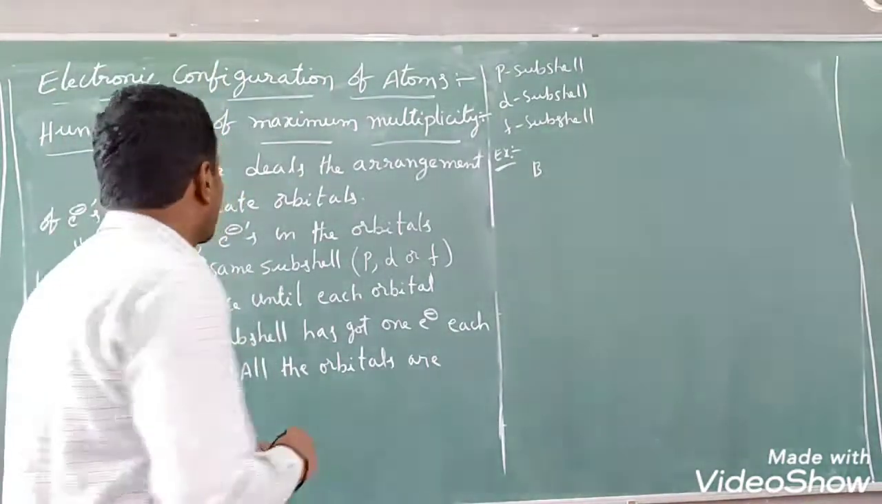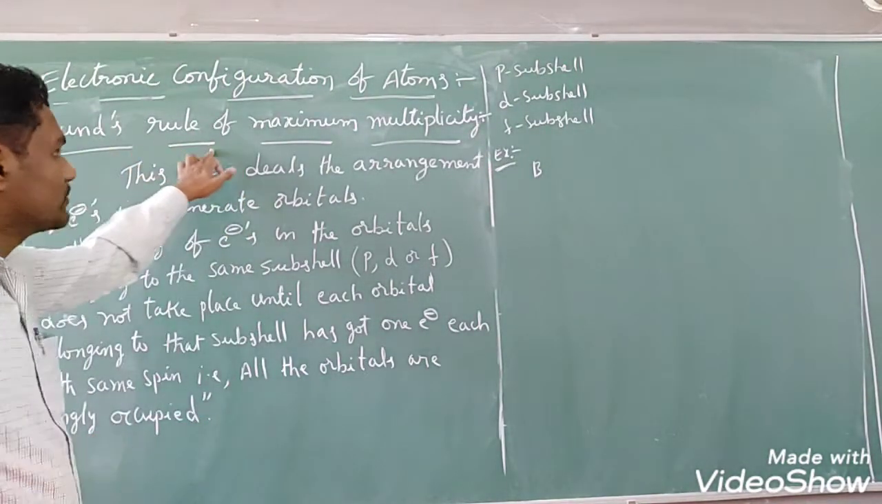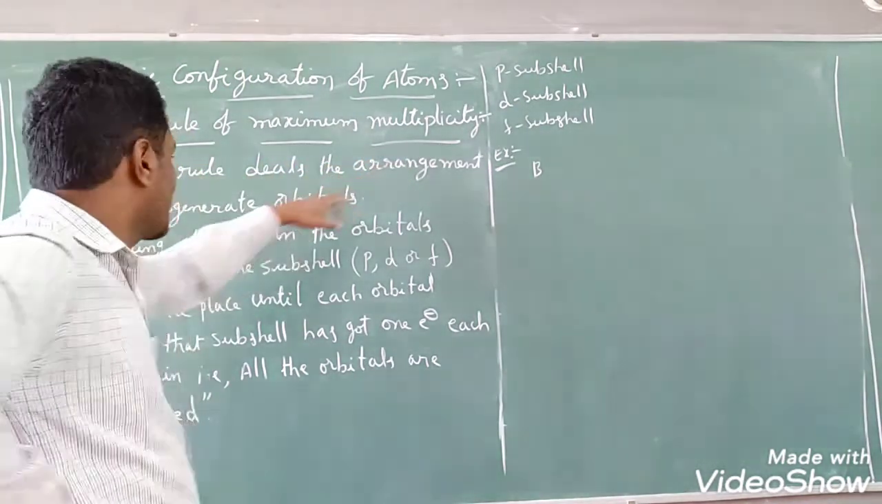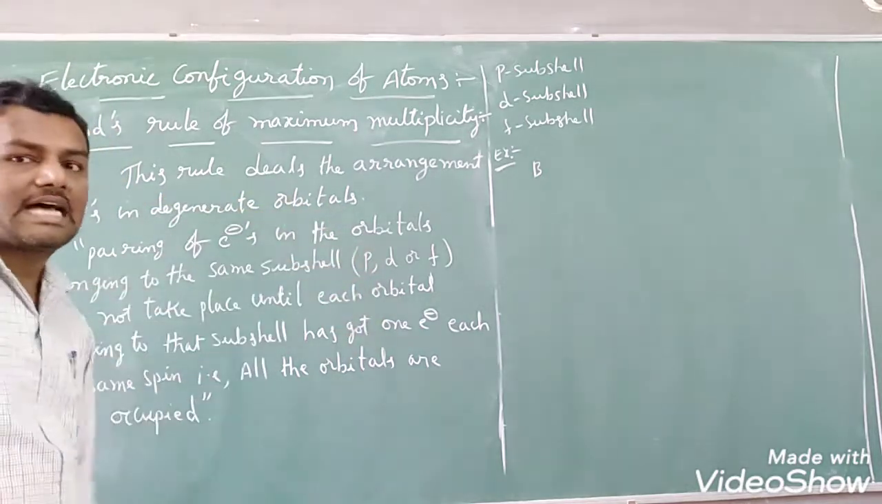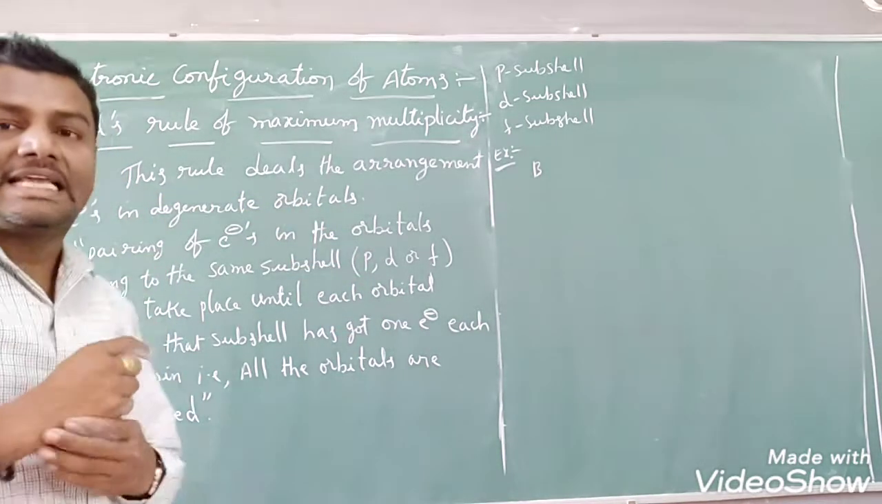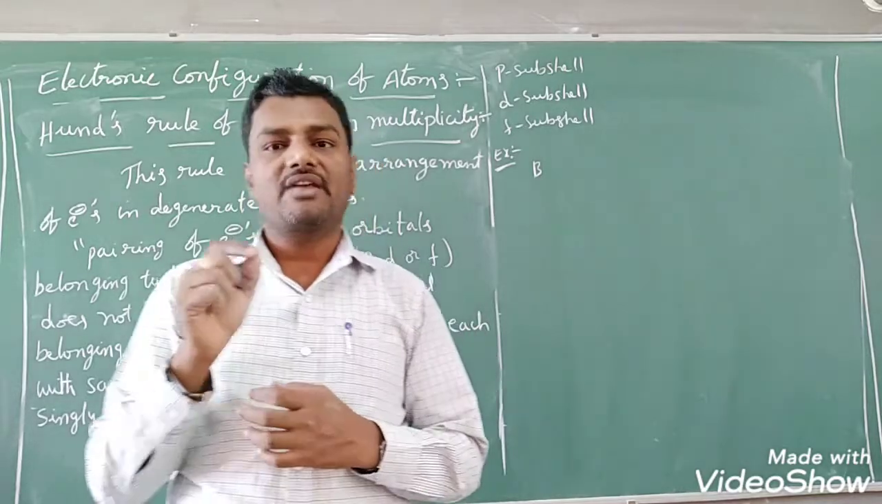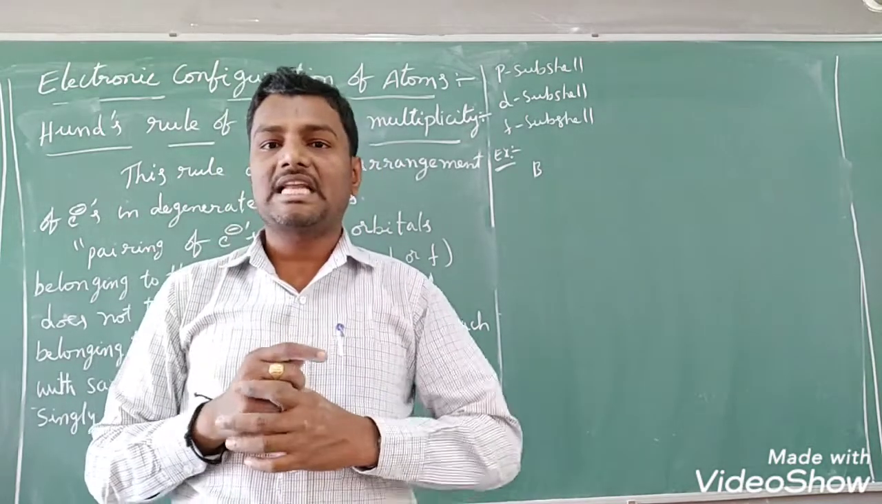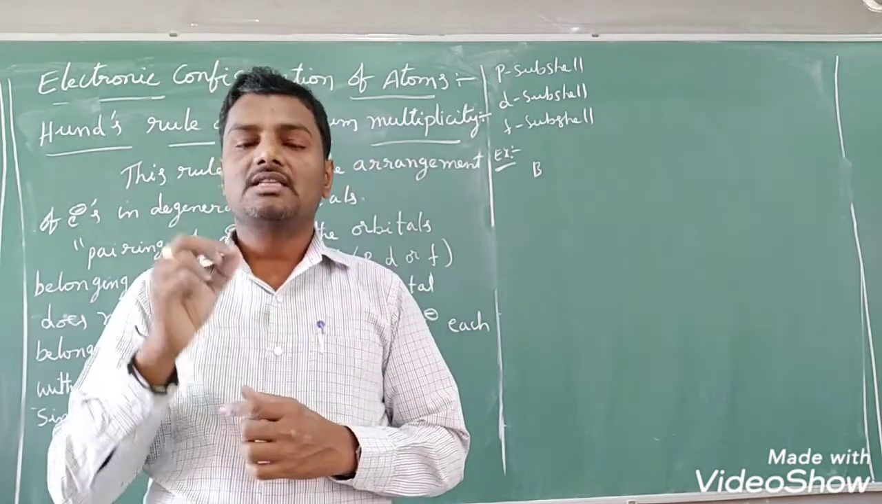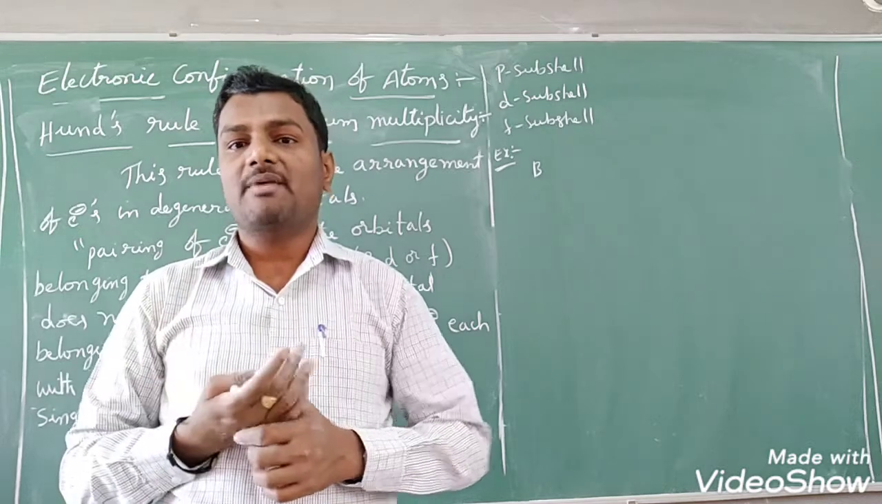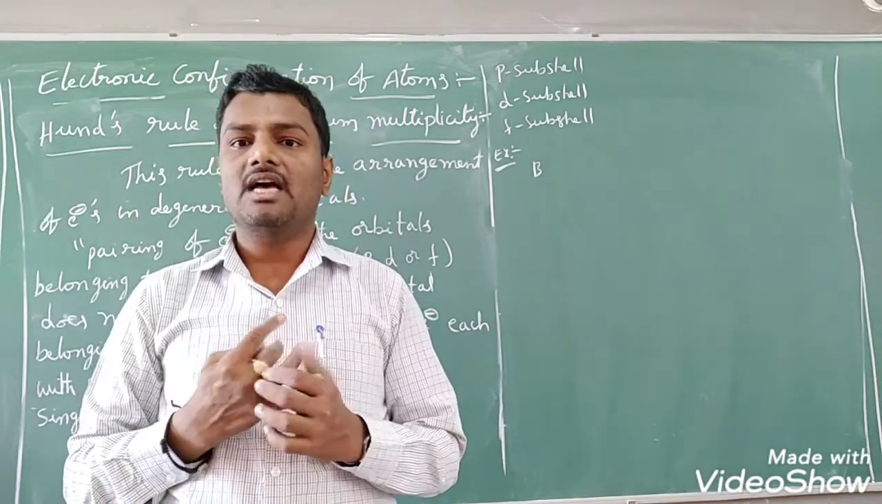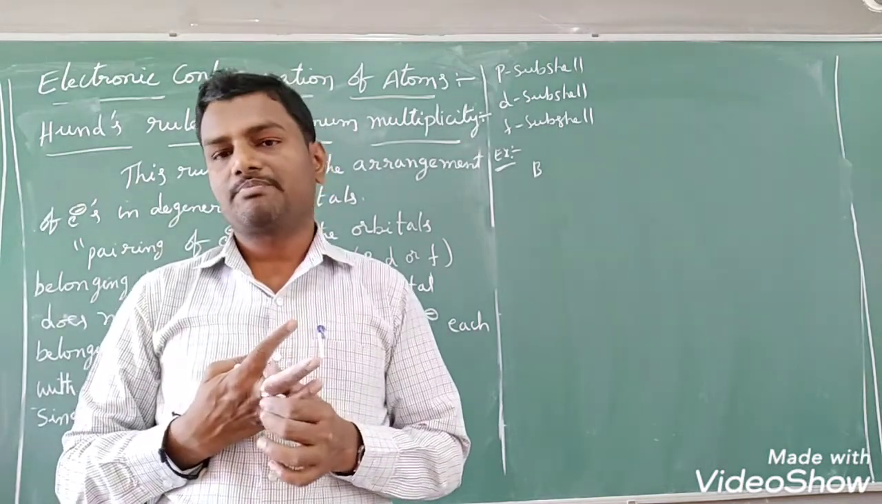Let us see, students, the last principle we have, that is Hund's rule of maximum multiplicity, right? This rule mainly deals with the arrangement of electrons in degenerate orbitals. What are degenerate orbitals, students? Very, very important for a 1 mark question. Degenerate orbitals are nothing but the orbitals which have the same energy, the orbitals which have the same energy and shape.